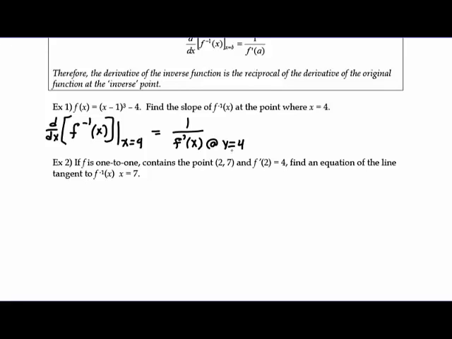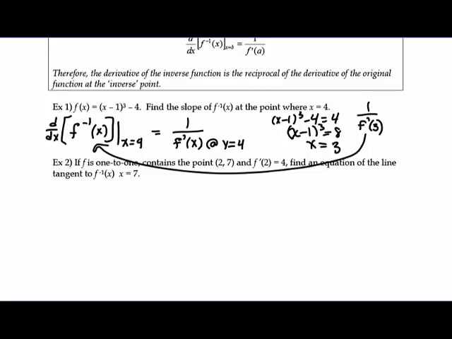Now, here's one reason I write it that way. This is x equals 4 on the inverse. So if x equals 4 on the inverse, then y equaled 4 on the original. So what I'm going to do first is say, all right, let's let y equal 4 on the original. (x minus 1) cubed minus 4 equals 4. Well, that's only going to happen when (x minus 1) cubed is 8, which means x equals 3, because 2 cubed is 8, so x is 3. So I have to take 1 over f prime of 3 to find the derivative of the inverse at 4.